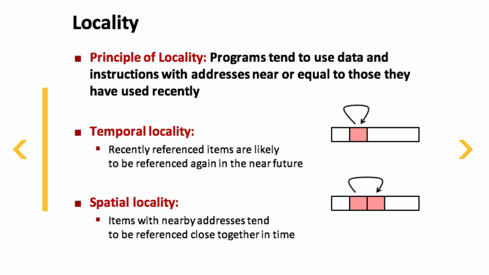Well, in order to answer that question, we have to understand a concept called locality. So let's look at some definitions here. The principle of locality is that programs tend to use data and instructions with addresses near or equal to those they've used recently. All right, if I access a particular piece of data at a certain address, odds are very good that I'm going to access that address again, or I'm going to access addresses that are pretty close to it for my next data accesses.